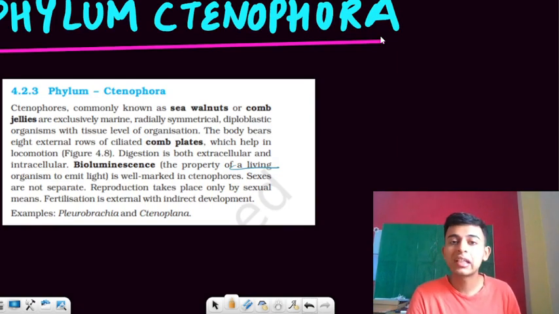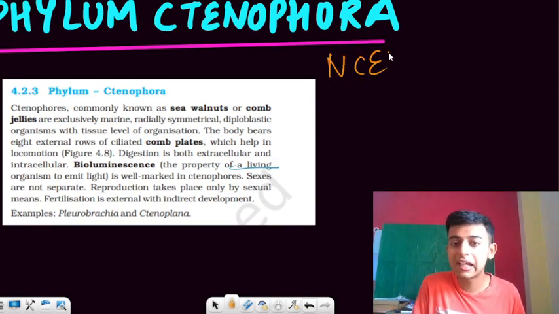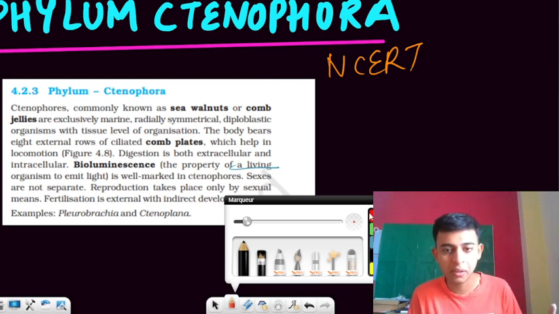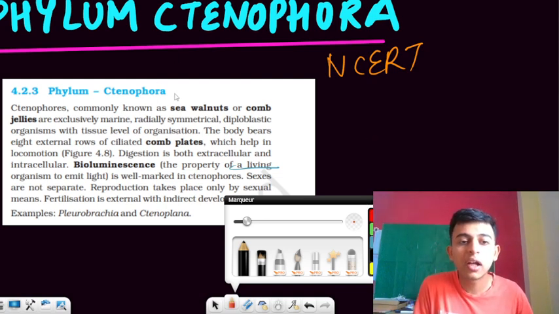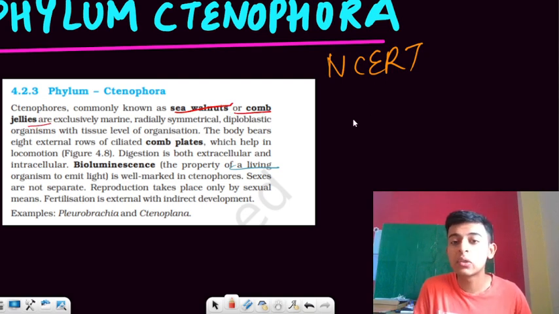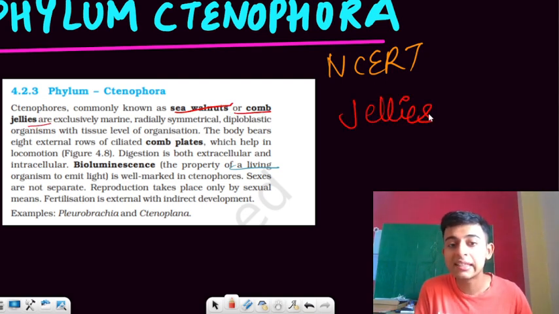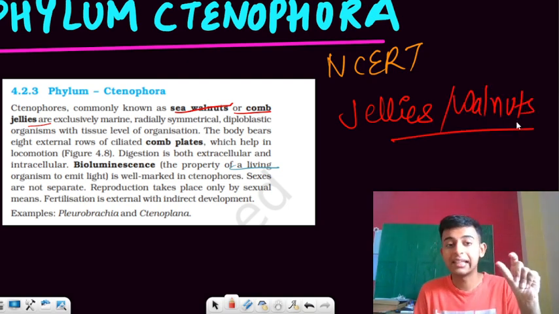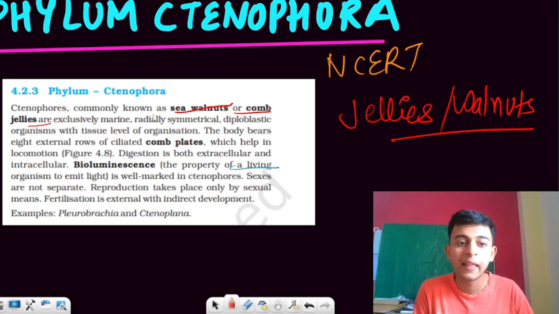Okay, starting with Ctenophora. We'll just be reading NCERT because I feel that's sufficient for Ctenophora and Platyhelminthes. We need not go into too much depth. So let's talk about Ctenophora, commonly called sea walnuts or comb jellies. They look somewhat like jellies or walnuts. If you have ever seen walnuts, you will know how they look. So they look somewhat like this.